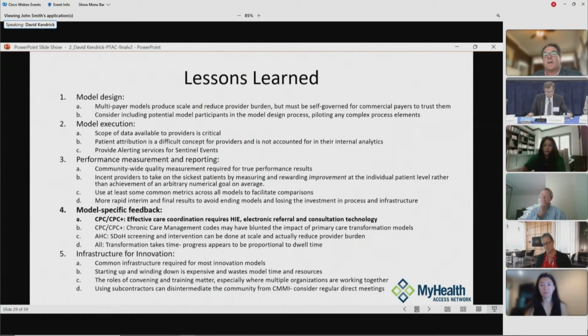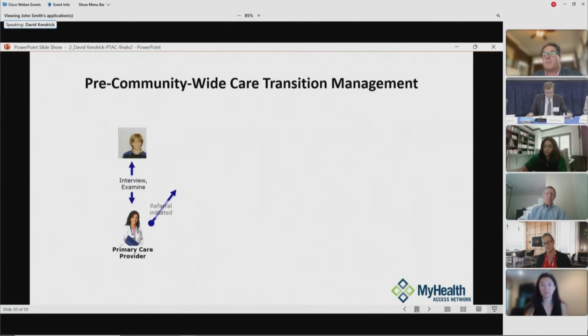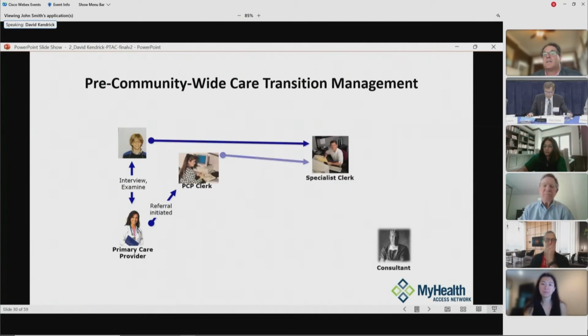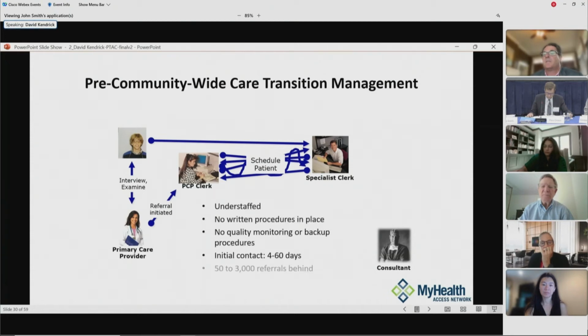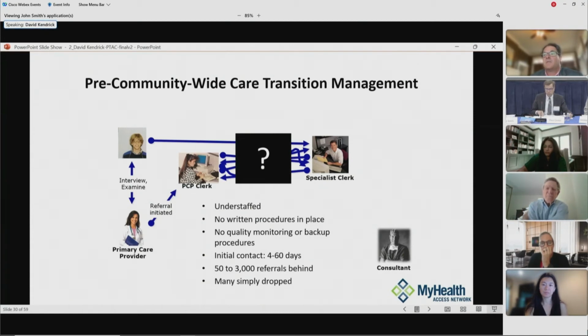So the next set of items are about model-specific results. So CPC and CPC Plus, we found, next click, effective care coordination requires health information exchange, and we also submit electronic referrals. We studied this extensively starting in 2007, and this was really the process of making referrals of patients across a community, especially where patient referrals were happening outside of an organization. We found thousands of referrals that were simply dropped, and everybody's aware that at the end of the year, staff are on phones calling clinics trying to close loops on referrals simply to meet that metric. That's artificial in our opinion. Next click.